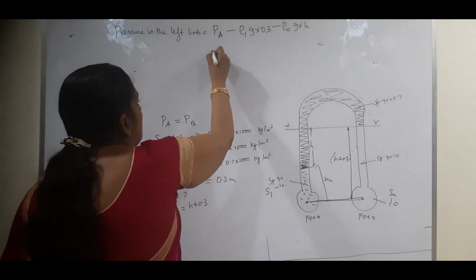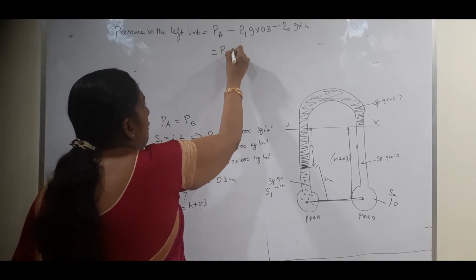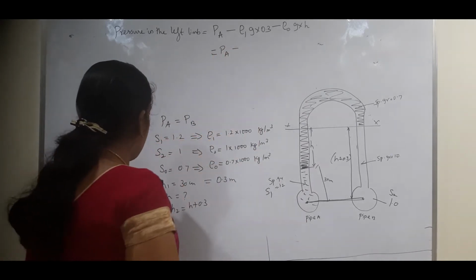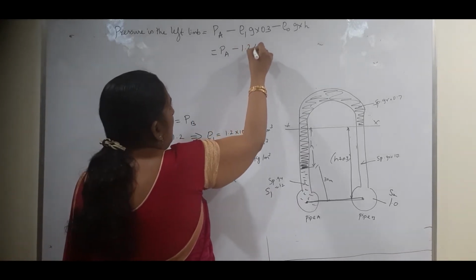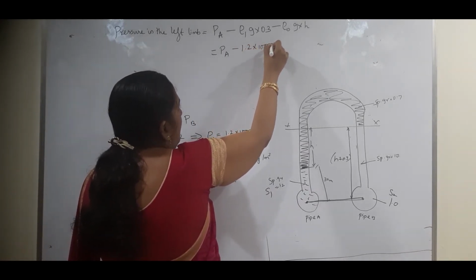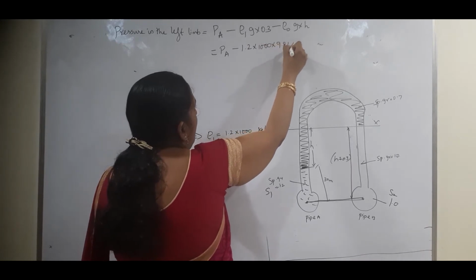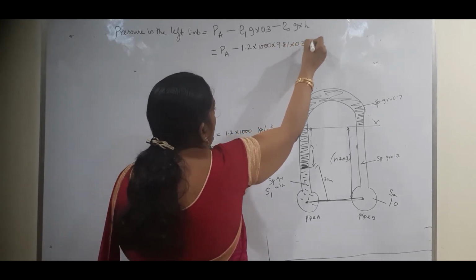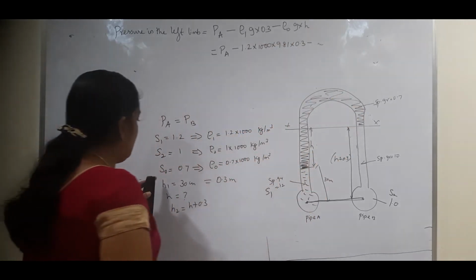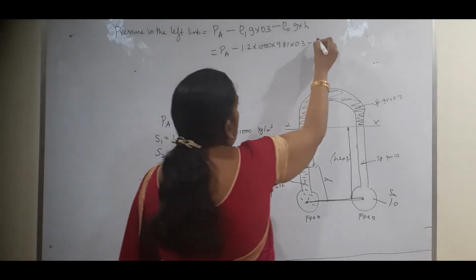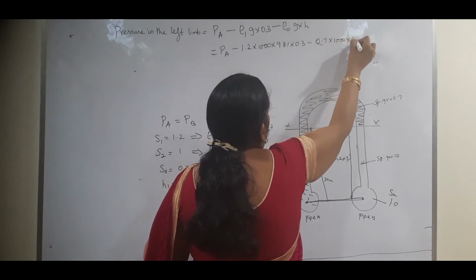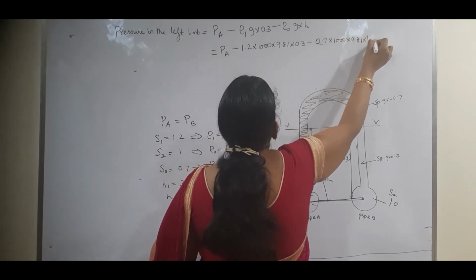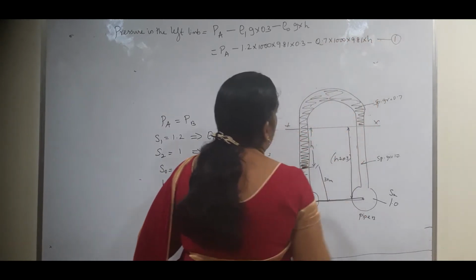So substitute these values. PA is as usual unknown, minus rho 1, we have found out the value of rho 1. It is 1.2 into 1000 into G, which is 9.81, into 0.3, minus rho naught, that also we have found out. It is 0.7 into 1000 into 9.81 into H. So this is your equation number 1.